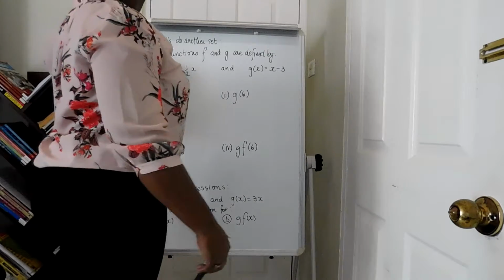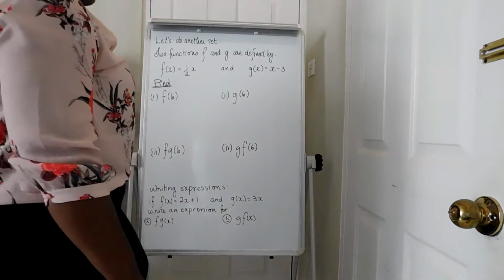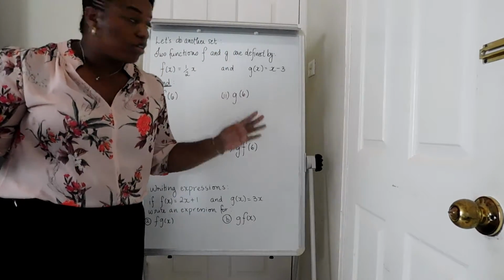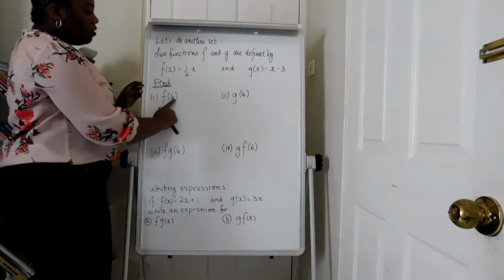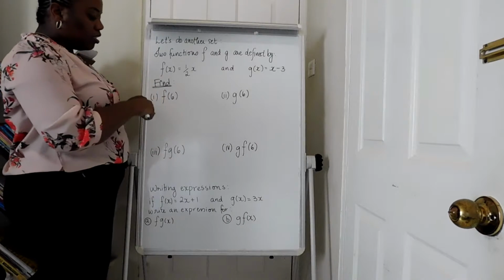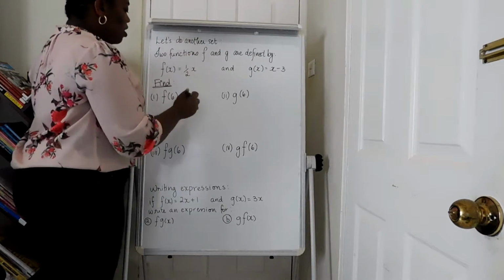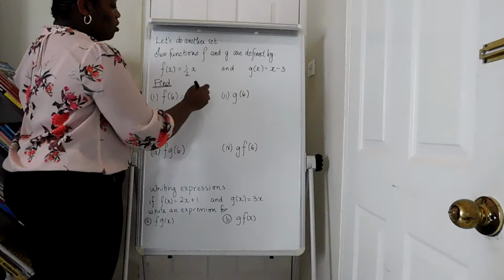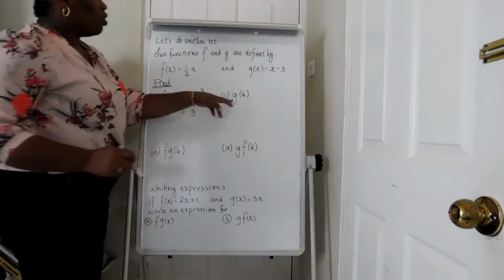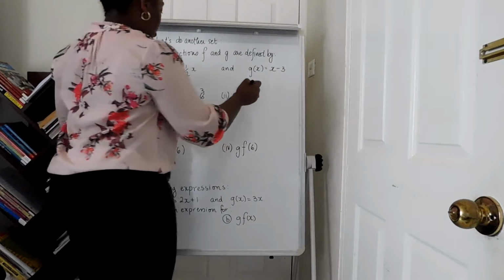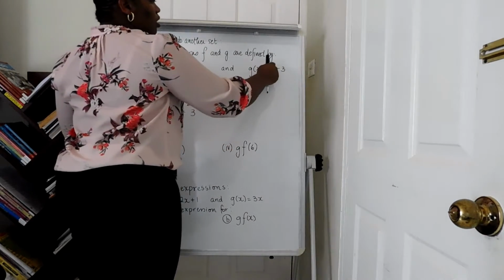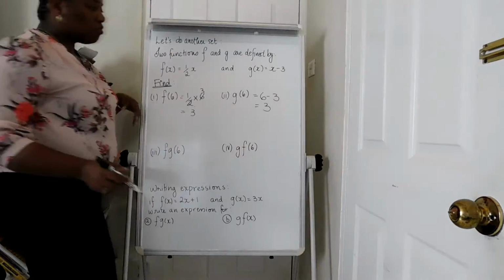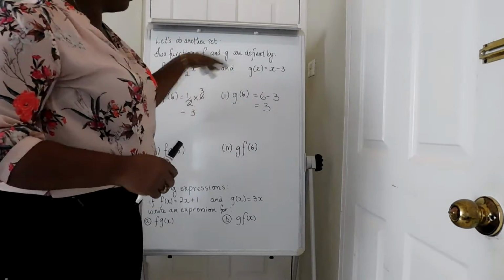Okay, so let's do another set. Two functions f and g are defined by f of x is equal to half x and g of x is equal to x minus 3. So we're going to find out what f of 6 is. And remember, the 6 is going to replace the x. So we just say a half times 6. That goes in this and you're left back with 3. Now g of 6 is basically you're going to replace the x with the 6, and it says 6 minus 3 equals 3. Okay? So you got the same answer using two different ways.